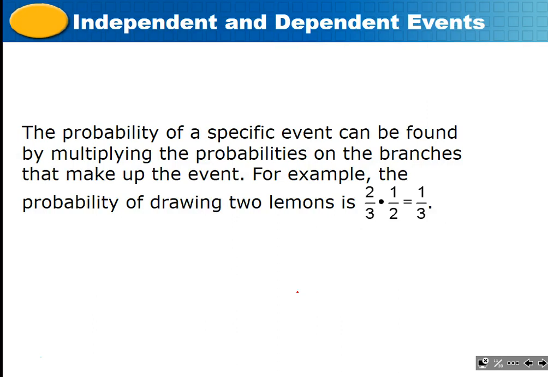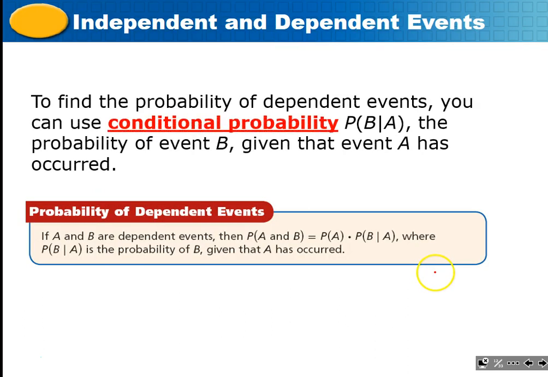So the probability of a specified event can be found by multiplying the probabilities on the branches that make up the event. For example, the probability of drawing 2 lemons is 2/3 times 1/2. That equals 1/3. Because again, we multiply across the top, that's 2, and this is 6. 2/6 is reduced to 1/3.